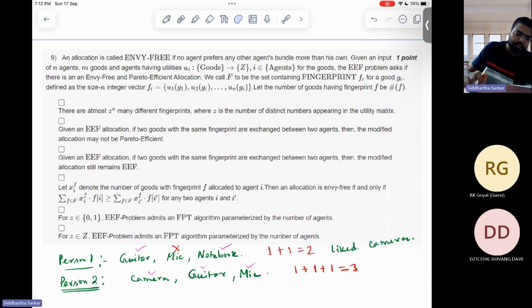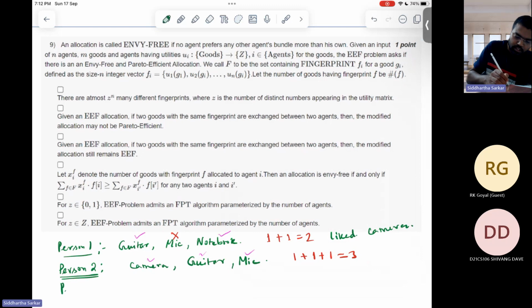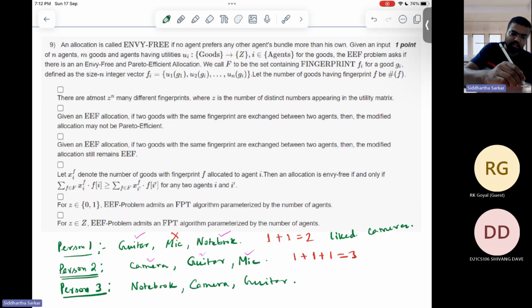Let us say there was a person 3, and he liked whatever he liked. So he got a notebook, he got a camera, and he got a guitar. And let us say that he didn't like many of these things. So let us say he didn't like a guitar, he didn't like a camera, he only liked a notebook. So his utility is only 1.